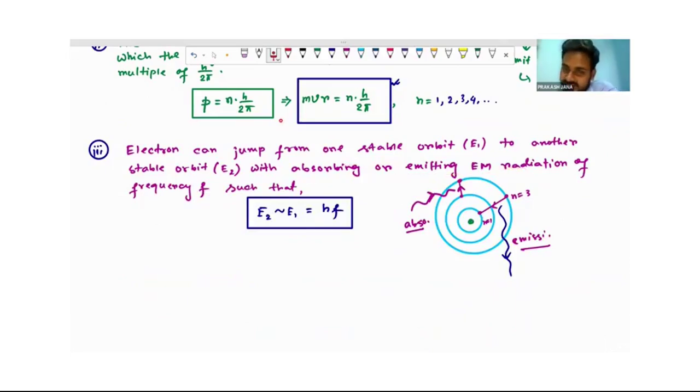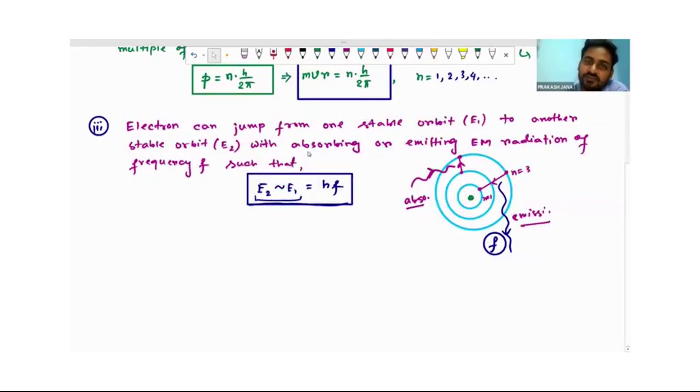emitting electromagnetic radiation. So the electron emits electromagnetic radiation or light when it jumps from a higher orbit to a lower orbit, and in such a way that if the frequency is f, then hf, that is the energy of the photons of the radiation, will equal the difference of energy of the two orbits between which the jumping is taking place. Okay, so these are the postulates.